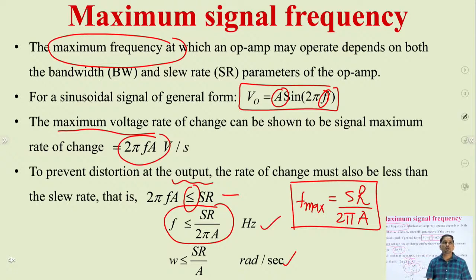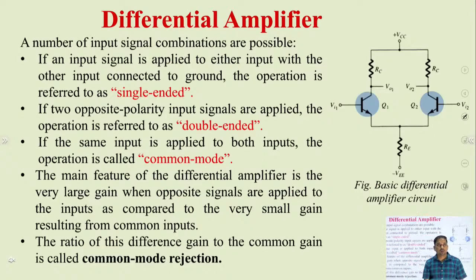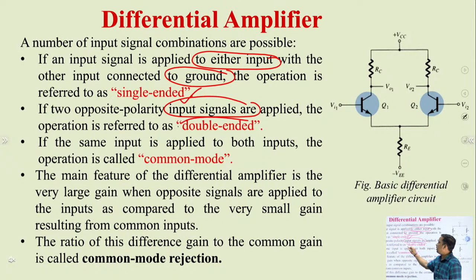So this is a very important parameter, slew rate. Now we have the differential amplifier. As in the introductory slides, we have seen that the differential amplifier is nothing but two common emitter configurations placed side by side. We have seen what is single ended input. If we are utilizing only one input terminal of the op-amp by placing the other input to ground, that type of operation is called single ended. If we are utilizing both input pins of the op-amp, it is called double ended.